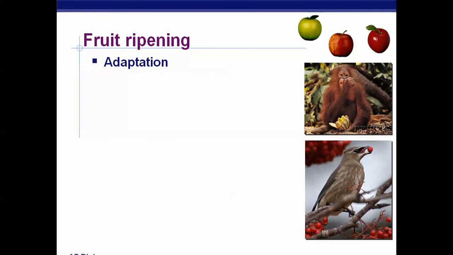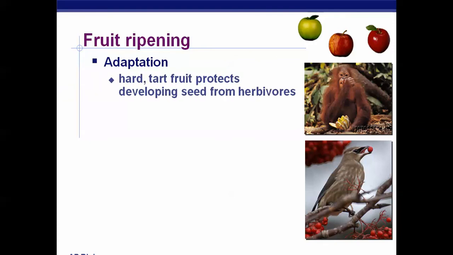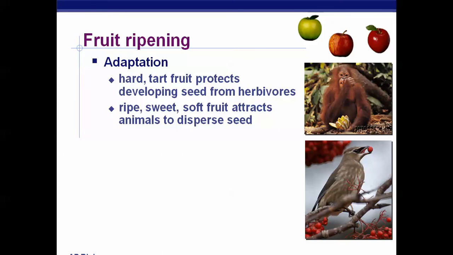Now the fruit ripening, the ethylene, is actually an adaptation by our plants. Hard, tart fruit, so this is before they have ripened, ends up being a deterrent for herbivores to come eat them. However, as it ripens, the fruit turns very sweet, very soft, very juicy, and this is to attract animals to come eat that fruit.